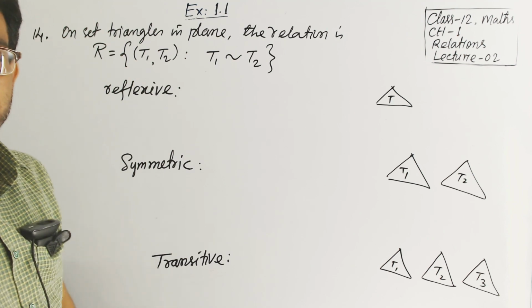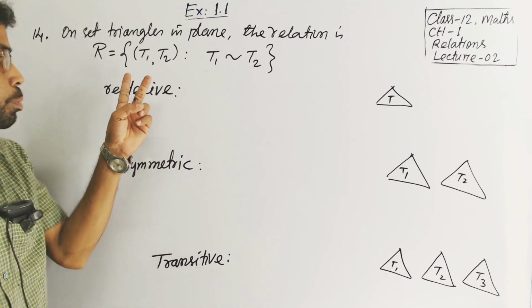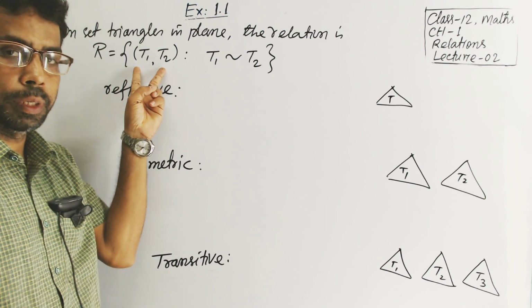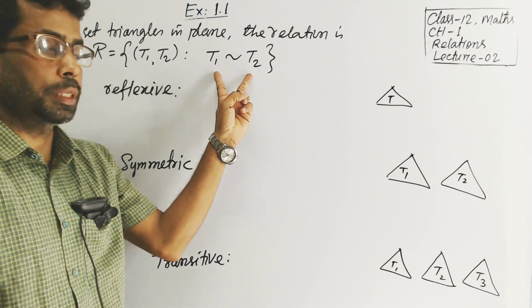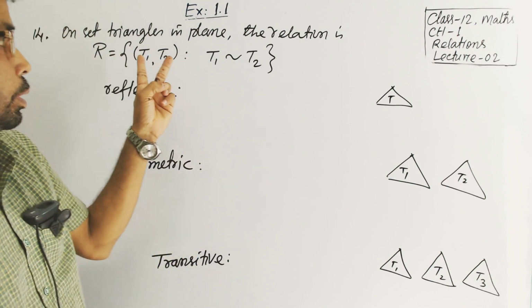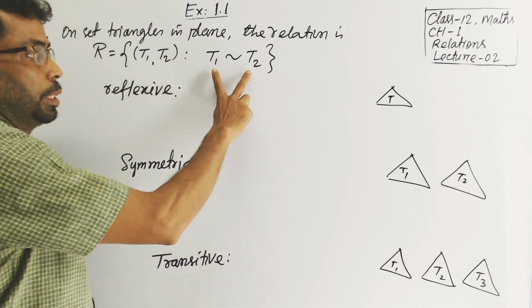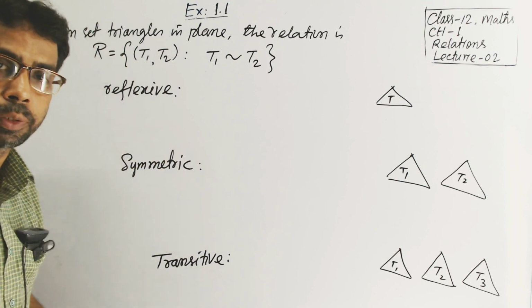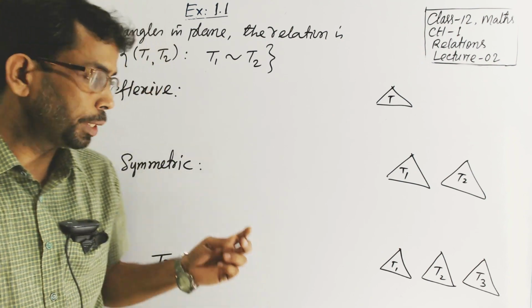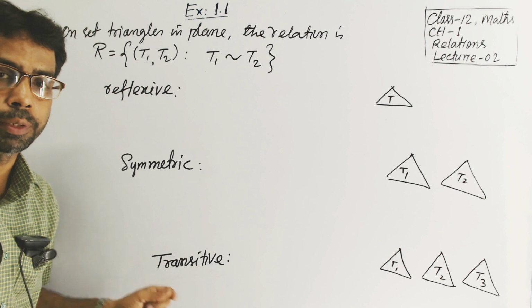In the next question, the relation is made by two triangles in which the triangles are similar. It is on the set of all triangles on a plane, in which the triangles are related if they are similar, and we have to show that the relation is an equivalence relation. That means it must be reflexive, symmetric, as well as transitive.